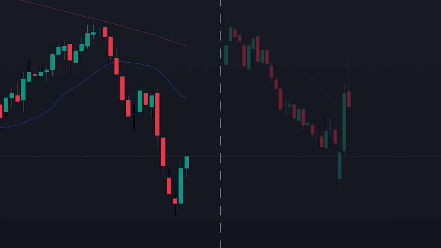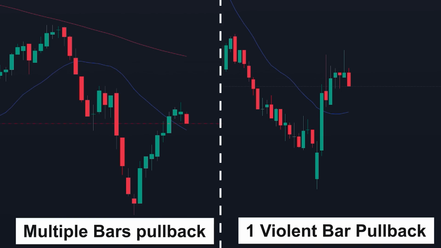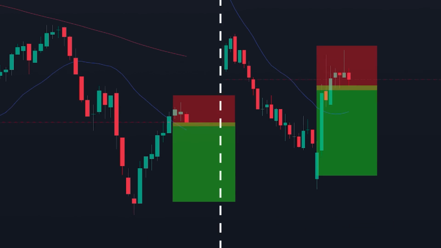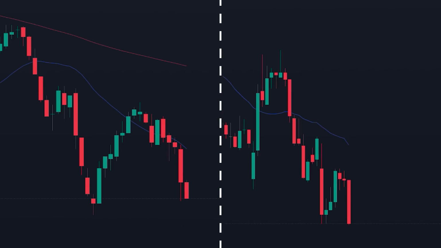In trading, there are multiple ways an asset can pull back towards moving averages. Today, you will discover the difference between a violent bar and several bars, when to enter a trade, where to place the stop loss, and when to take profit. This knowledge will put you ahead of the vast majority of traders.